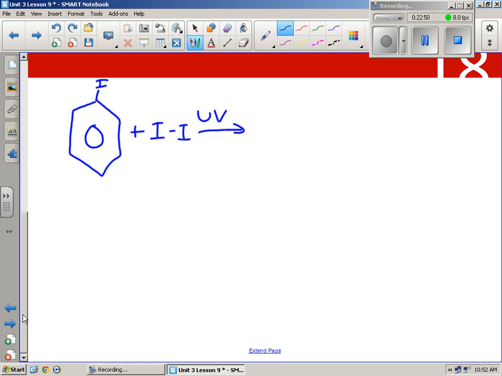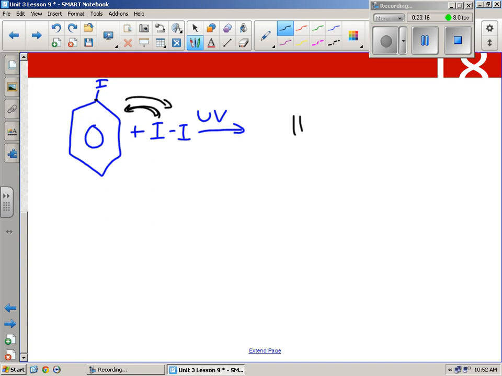Okay, so iodobenzene and iodine. Remember, benzene is special, it's C6H6 normally. In this case here, we have an I instead of an H there, so that's fine. There's no H here to take off, basically, because it's C6H6. However, the I is going to come in, and the H is going to come off, right?